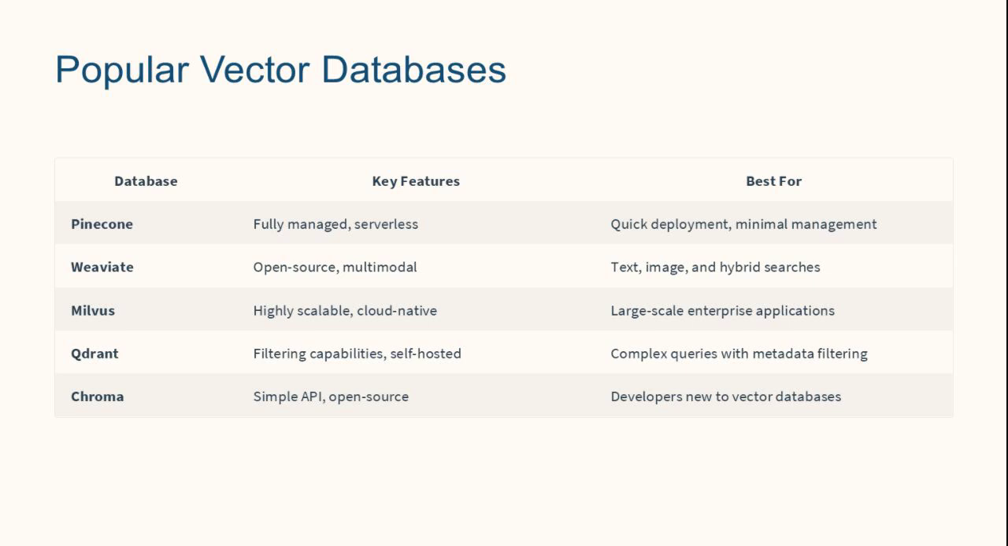Pinecone is fully managed and serverless. Weaviate is open source and multi-model. Milvus is highly scalable and cloud native. Qdrant offers filtering capabilities, and Chroma provides a simple API for developers who are new to vector databases. There are also a bunch of open source vector databases available in the market which you can download and play around with.